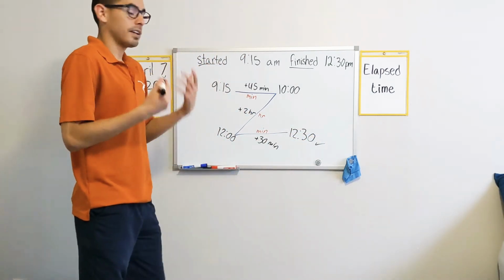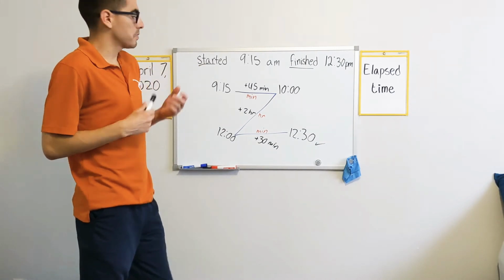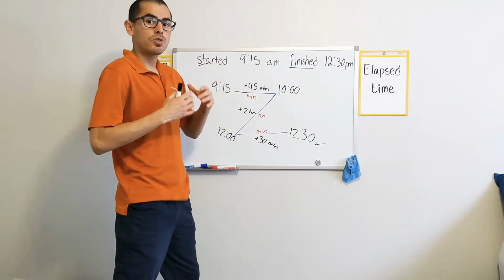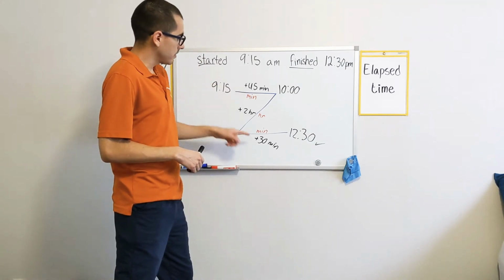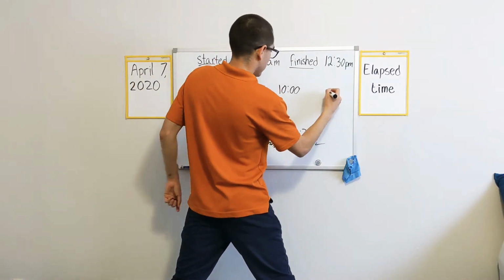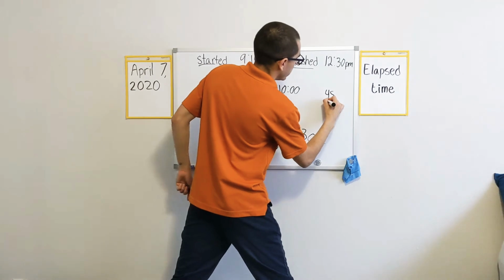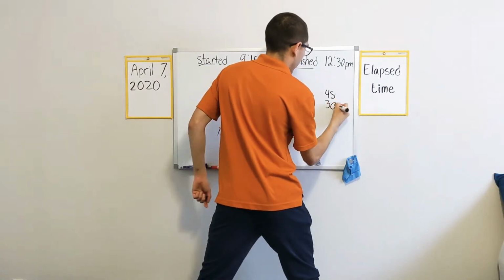But again, the question is, how much time did Johnny spend on his homework? So I have to find the total amount of time. I have to take these amounts and add them up. So 45 minutes, 30 minutes, and 2 hours.